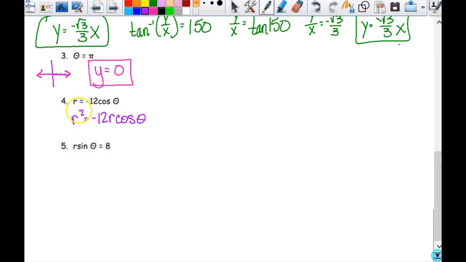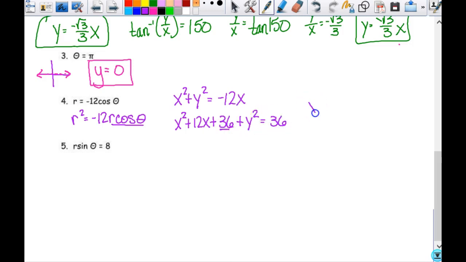Then I can substitute. For r squared, I substitute x squared plus y squared. For r cosine theta, I substitute x, so negative 12x. So then I'm going to move this over so I can complete my square, and I'm going to get x squared plus 12x plus, and take half and square it, that's 36, plus my y squared. I added the 36 over here, so I have to add 36 over there. Then that gives me x plus 6 squared plus y squared equals 36. Some of y'all that are skipping steps are getting signs backwards here, so be very careful.